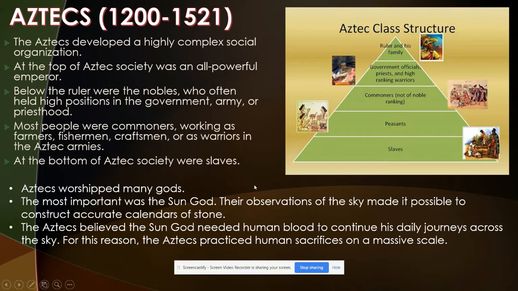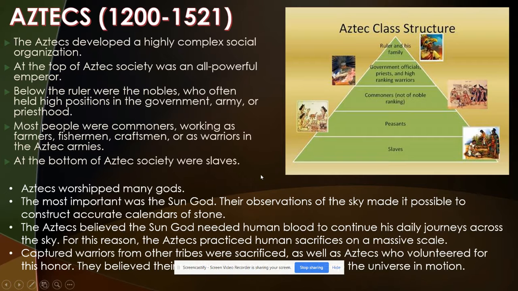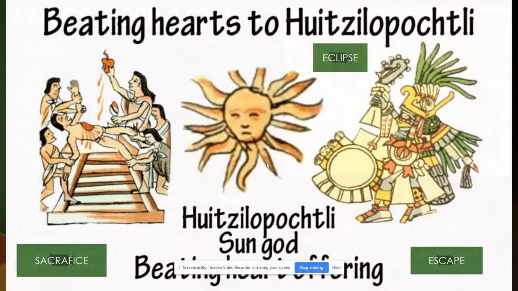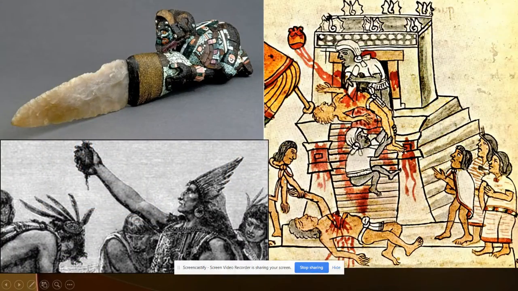So the Aztecs believed that the sun god needed human blood to continue his daily journeys across the sky. For this reason, the Aztecs practiced human sacrifice on a massive scale. So conquered warriors from other tribes were sacrificed as well as Aztecs who volunteered for this honor. Okay, so they believed that they were doing this in honor to keep the universe in motion. So this would be a knife used during the sacrifices. This is kind of what the Spanish saw when they came to the Americas, and pulling out the beating heart was a big part of the ritual.